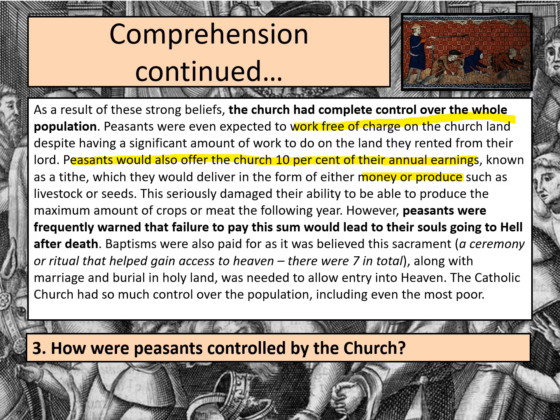Peasants were frequently warned that if they didn't pay this sum, their souls were going to go to hell after death. And as I've mentioned, people really wanted to avoid that. So people would put themselves in harm's way in terms of poverty in order to make sure that they were protected by the church from going to hell. So that is a way that basically the church was able to control the peasants at this time in the country.